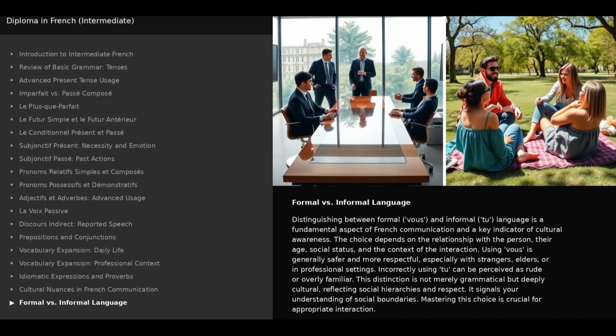Incorrectly using tu can be perceived as rude or overly familiar. This distinction is not merely grammatical, but deeply cultural, reflecting social hierarchies and respect. It signals your understanding of social boundaries. Mastering this choice is crucial for appropriate interaction.